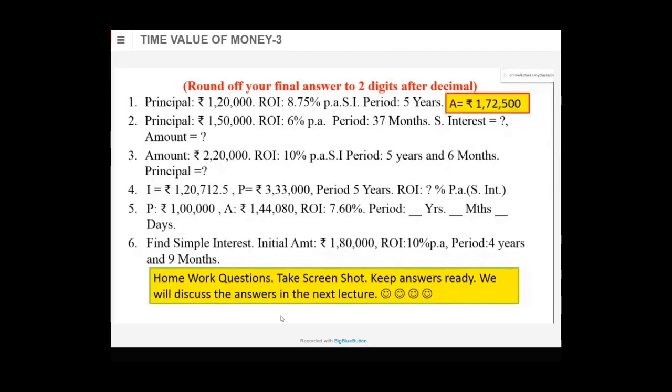First answer is 1,72,500. Second answer is 27,750. You may have the answer as 27,749.999. That's fine, 749.999 is nothing else but 750. Then definitely the amount will also be 1,77,750, that is 1,50,000 plus that. If your interest is showing as 27,749.99, that's fine, it is a 1 paisa difference. If you round off, it becomes 750. That's 1 paisa difference. Okay.